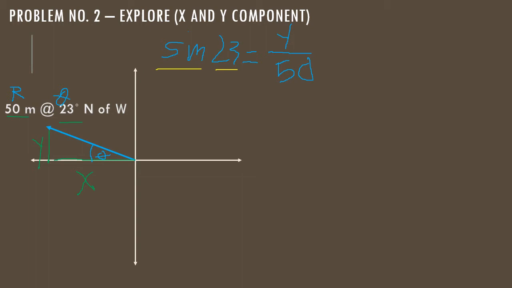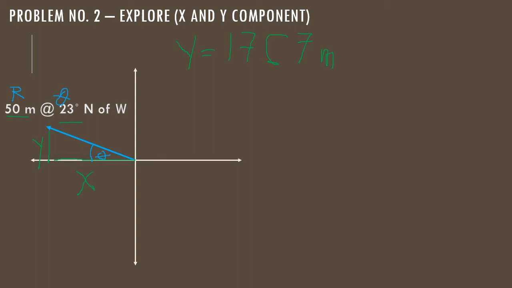So, through cross multiplication, so y is equal to 50 sine 23. Using your calculator, type 50 sine 23. So the answer is 17.67 meters yung y component. So meron tayong y component, kunin naman natin yung x component.